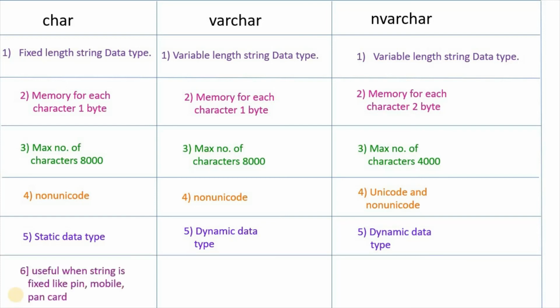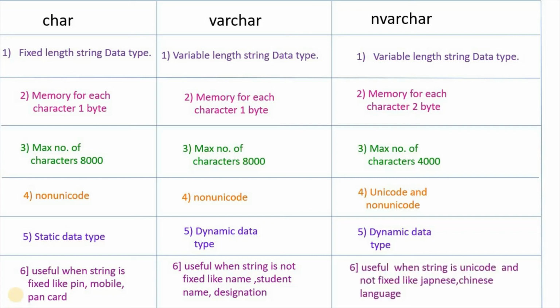Char is useful when the string is fixed, like pin, mobile, PAN card. Varchar is useful when the string is not fixed, like name, student name, designation. Nvarchar is useful when the string is Unicode and not fixed, like Japanese, Chinese language.